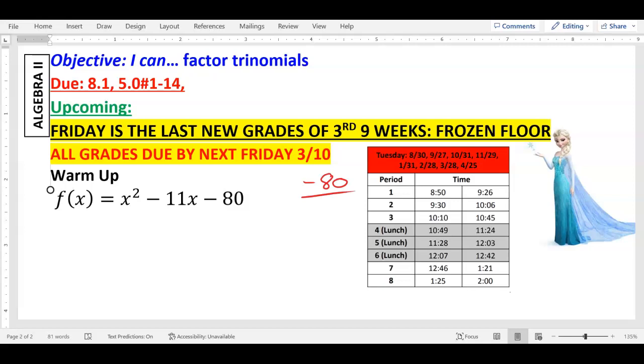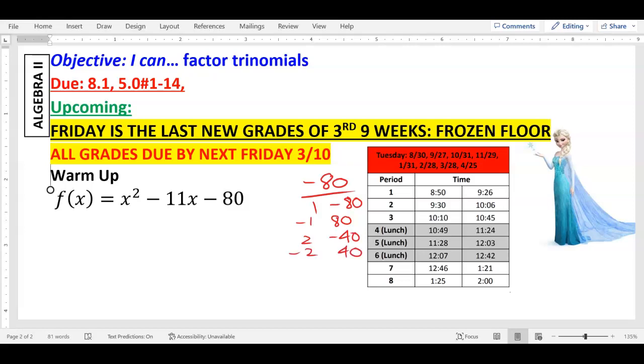Take this number, find all the factors. So what multiplies to make negative 80? Let's start at the bottom. 1 times what? Negative 80, right? 1 times negative 80. And then you can switch the signs, negative 1 times 80. Okay, let's go up 1. 2, does 2 go into 80? 2 times negative 40 and negative 2 times 40.